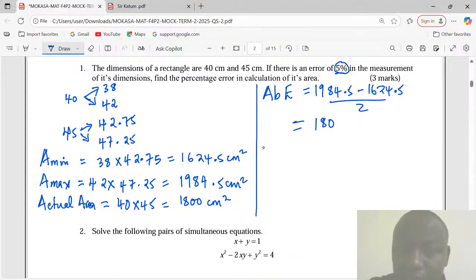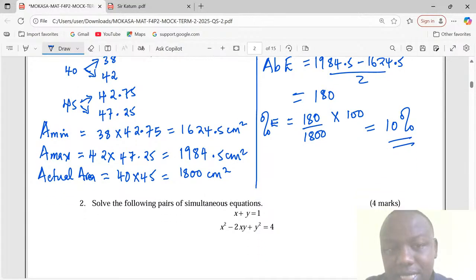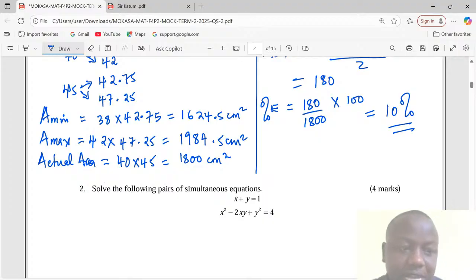Then now we can talk about percentage error. Percentage error is usually calculated by absolute error out of actual area times 100. And this is going to give us exactly 18,000 over 1800. So I'm getting 10%. That is going to be 10%.